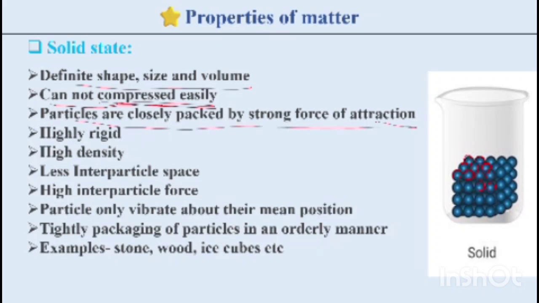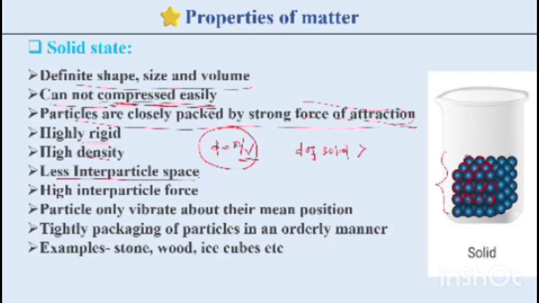Next point. Particles are closely packed by a very strong force of attraction. This point we have already discussed several times, that the particles of a solid are closely packed by a strong force of attraction. These are highly rigid. Highly rigid means they are highly dense. Their density is high. The next point is also written: high density. You know that density is equal to mass upon volume, right? So in the case of a solid, this mass upon volume is high. That's why the density of a solid is high.